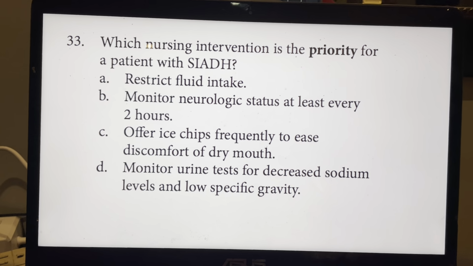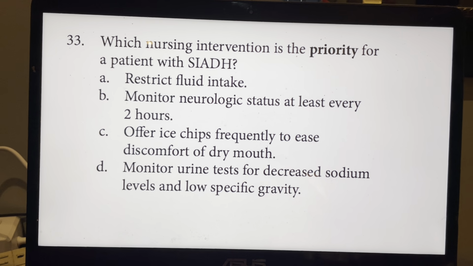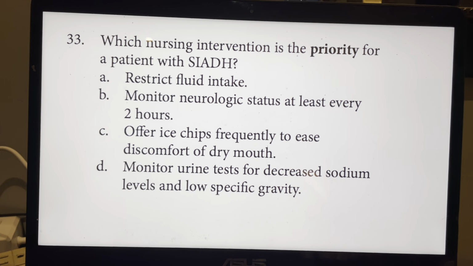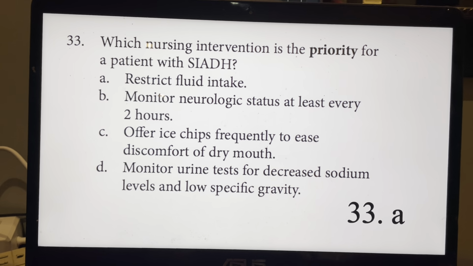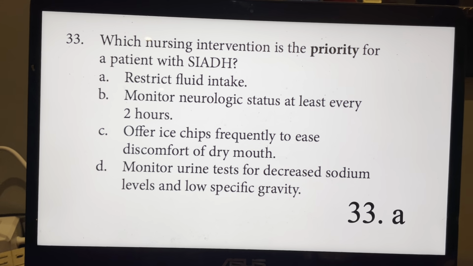Which nursing intervention is the priority for a patient with SIADH? Restrict fluid intake, monitor neurologic status at least every 2 hours. Offer ice chips frequently to ease discomfort of the dry mouth. Monitor urine tests for decreased sodium level and low specific gravity. Got your answer? Yeah, restrict fluid intake. That sucks for him. But, I mean, until we get you handled, hopefully he doesn't have respiratory or cardiac problems.